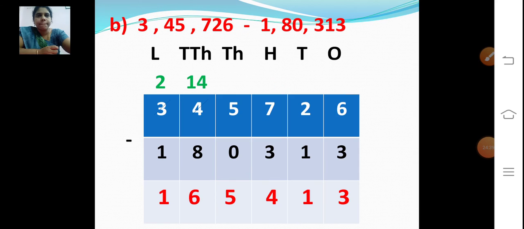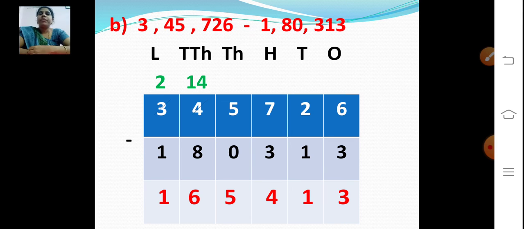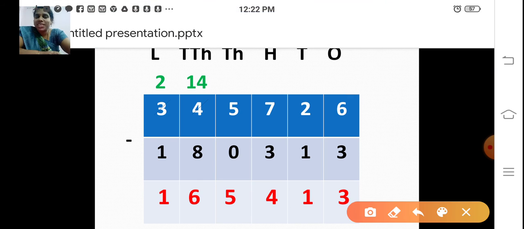Now let's move on to the next sum. B sum. We are going to subtract 3,45,726 minus 1,80,313. Shall we start to subtract these two numbers? Yes, we are going to subtract 3,45,726 minus 1,80,313. Now let's start with the ones place.